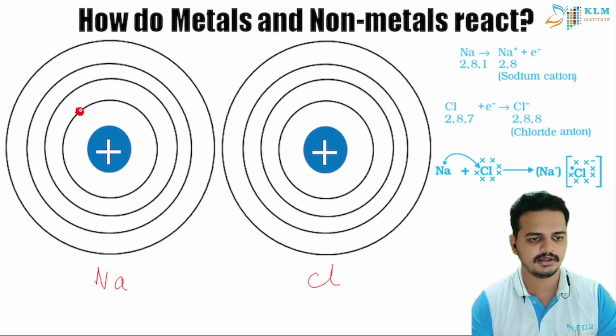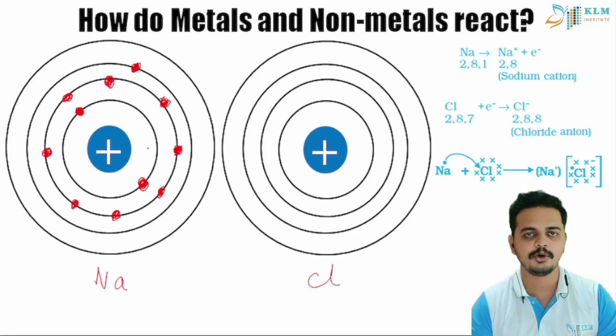Electrons, 1 electron, 2 electrons, 3 electrons, 4 electrons, 5, 6, 7, 8, 9, 10, and one more will be in the next shell because the capacity of this shell is full. So I hope you got it. Where are the electrons here?